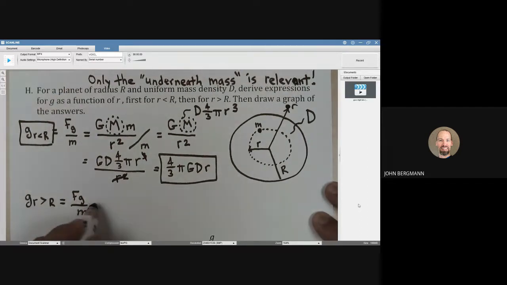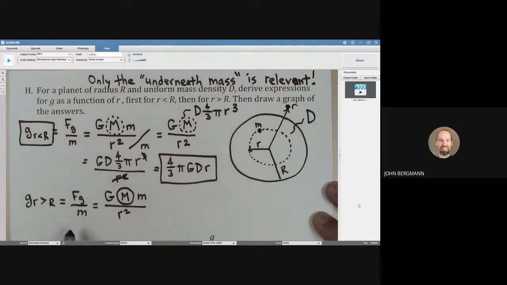The force of gravity on him is going to be big G. Now what's the mass underneath now? The mass underneath now is just the planet, the whole planet, multiplied by m divided by the distance between them squared. But according to this equation, we have to take the gravitational force and divide by little m. So little m's cancel again. This leaves us with little g equal to big G times the mass underneath divided by the distance away squared.